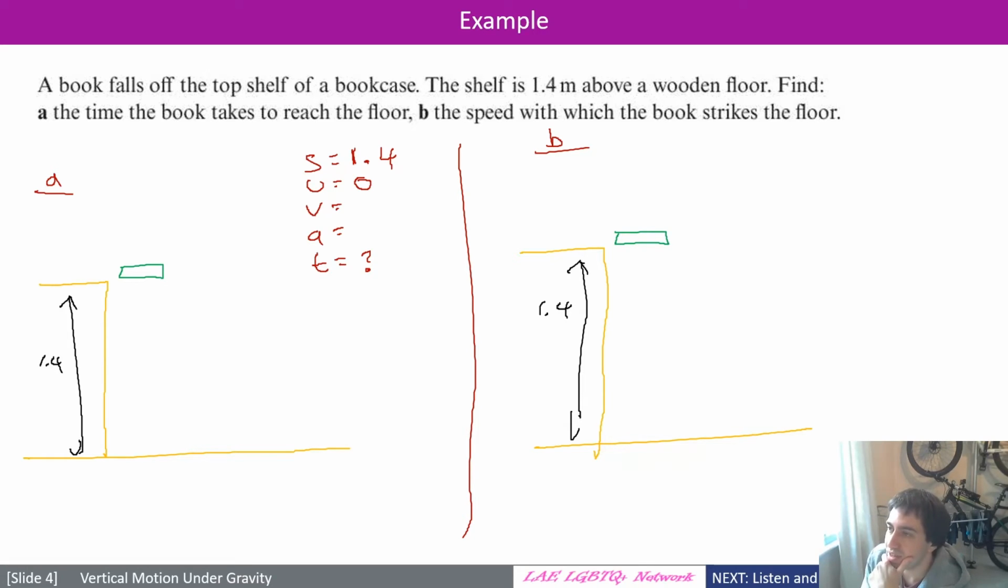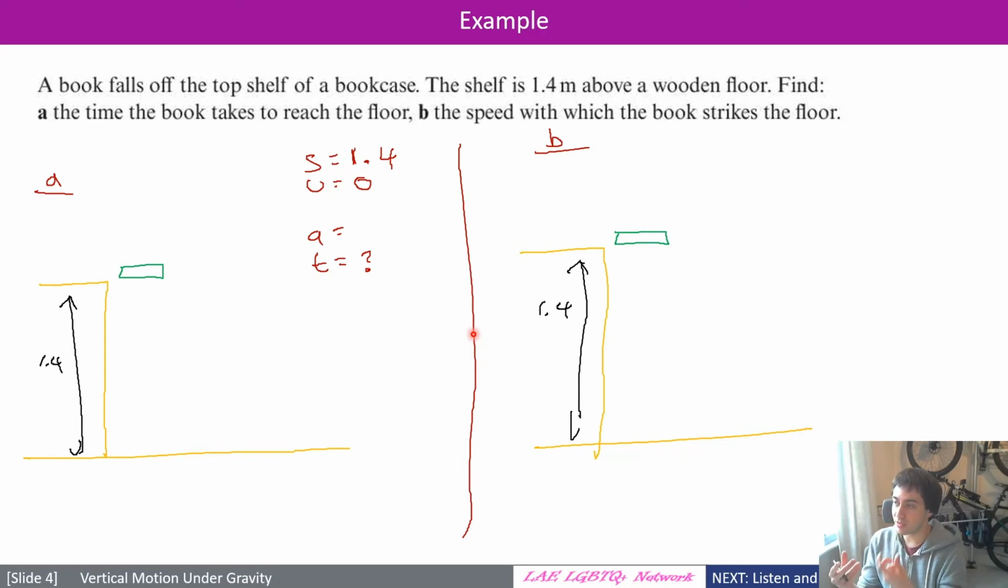The v, the final speed, I don't know in this case, but the acceleration I do know. And we want to be careful how we put this down. So first of all, when I said s is 1.4, what that means is I'm taking down as being the positive direction, right? Because I'm saying it started at 0 displacement, and if by the time it hits the floor it's at 1.4 displacement, that means it increases when I go down.